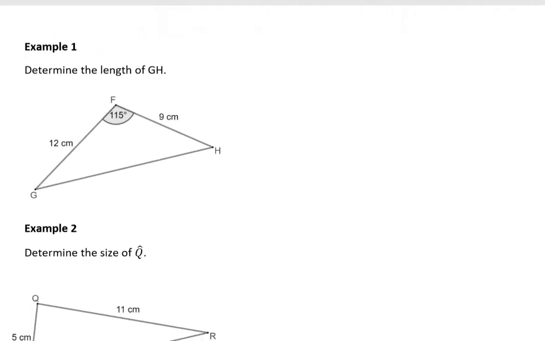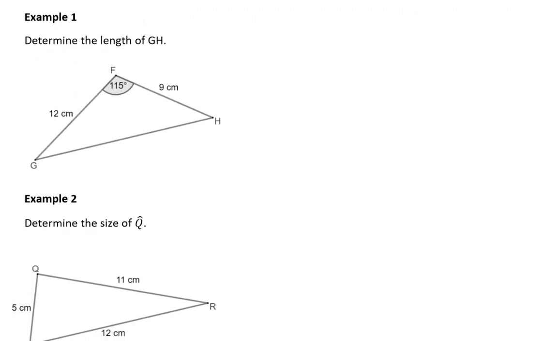So if we look at example 1, it says determine the length of GH. Now my first port of call is: is this a right angle triangle? Because if it's a right angle triangle, I could go and use normal cos, normal sine, normal tan. Now this isn't a right angle triangle, so that's out the window. The moment that's out the window, I have two options available to me. Either I can use the sine rule, or I can use the cos rule. This question doesn't say anything about area, and so I'm assuming that's not needed here.